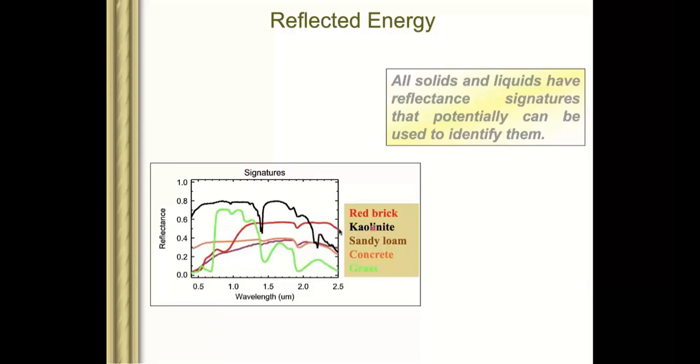Then we put it on a red brick, another material, and we get another signature. In sandy loam, we have a different signature. In concrete, we are getting a different signature. In grass, we are getting this signature. So you can see that all individual objects are responding differently; the reflectance is changing, and based on the minerals, you are getting different signatures.